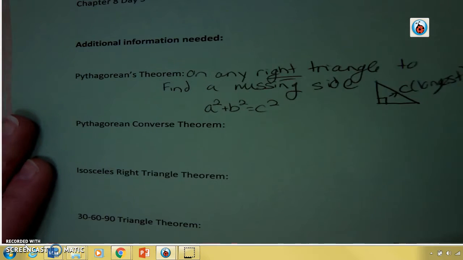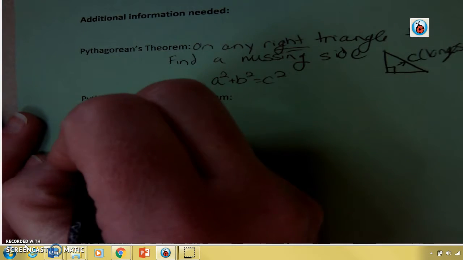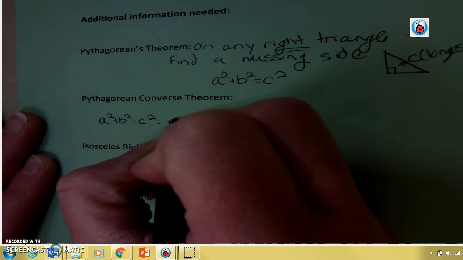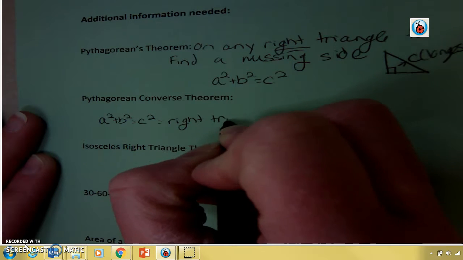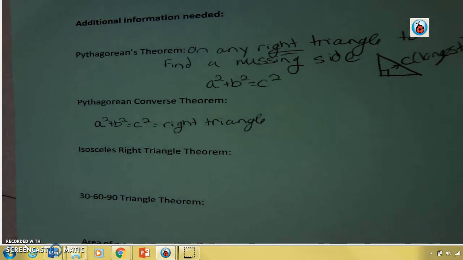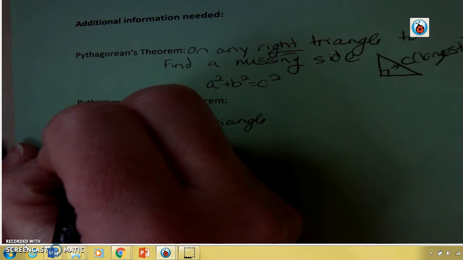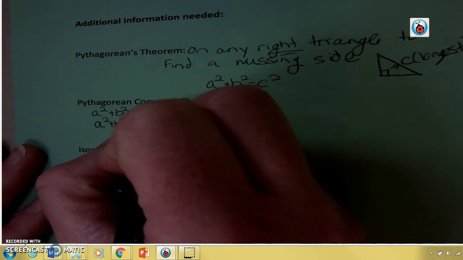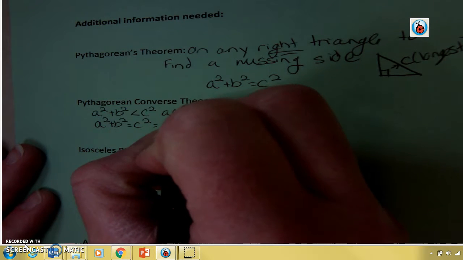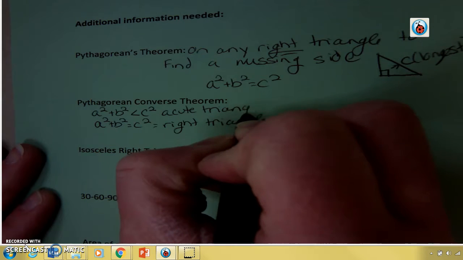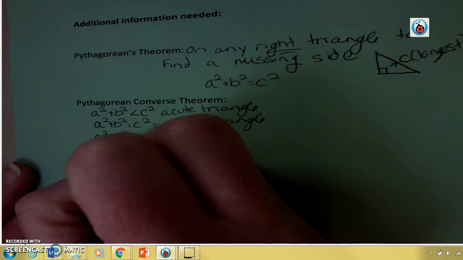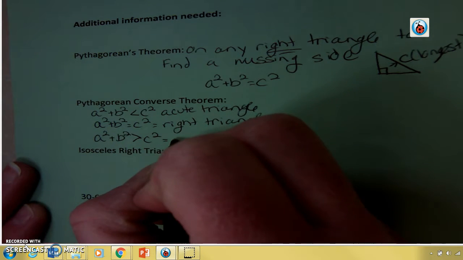Now the converse of Pythagorean's theorem is just if I can do a squared plus b squared equals c squared, it means it's a right triangle. If that works, it is a right triangle. So even if I didn't tell you it's a right one and you plug those in and it works, then I can say it is. Now, if I plug in a squared plus b squared and whatever I get is less than c squared, that means it is an acute triangle, meaning that angle is less than 90 degrees. And if a squared plus b squared is greater than c squared, that means it is obtuse.